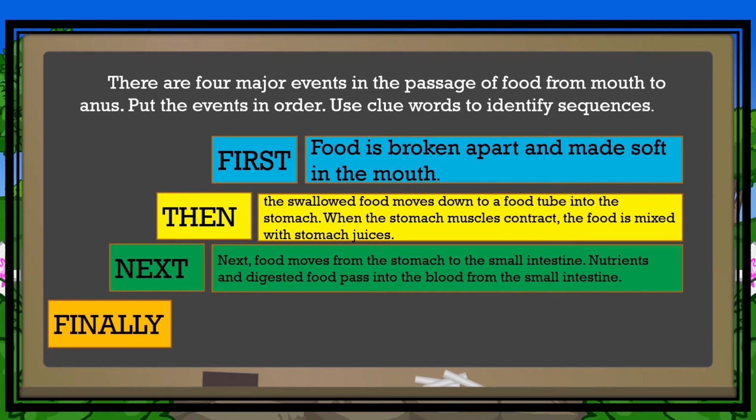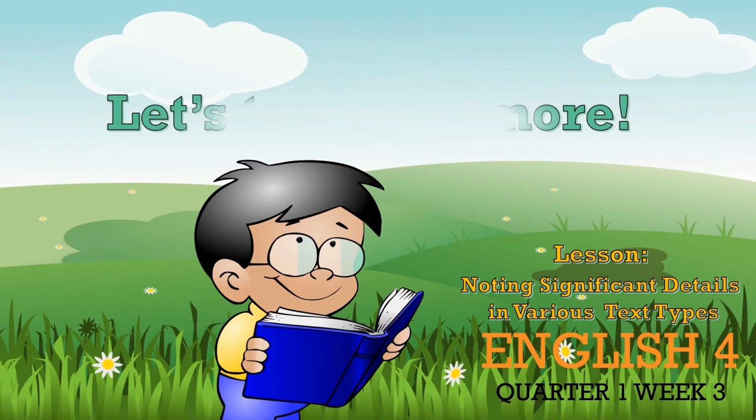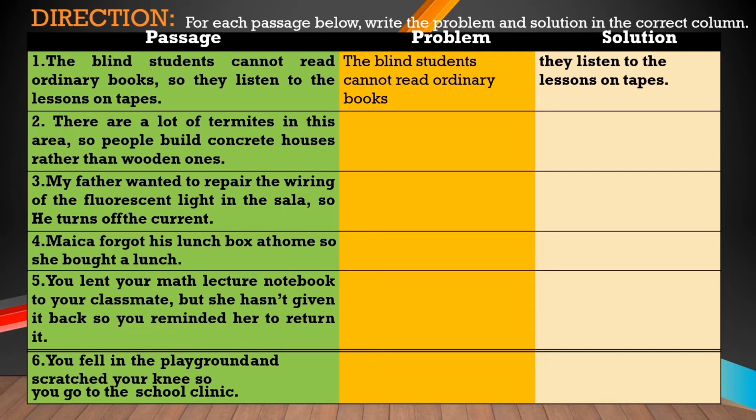Nutrients and digested food pass into the blood from the small intestine. Finally, water and food that the body cannot digest is pushed into the large intestine. Those are the 4 major events in the passage of food from the mouth to the anus.